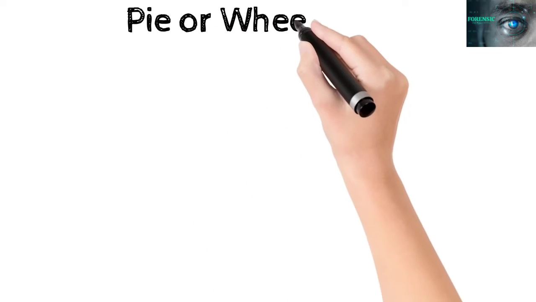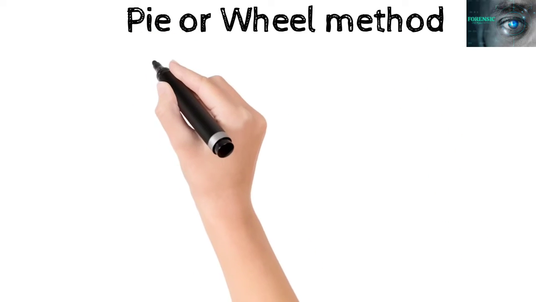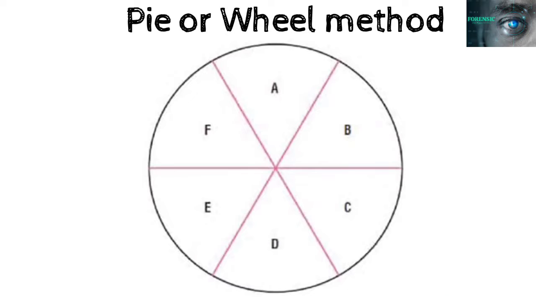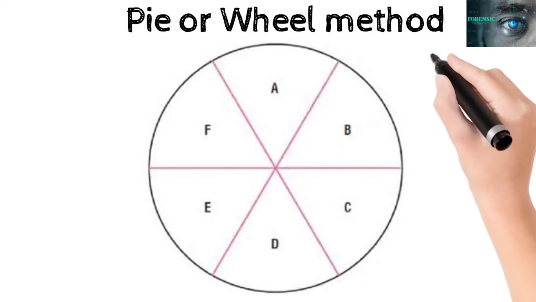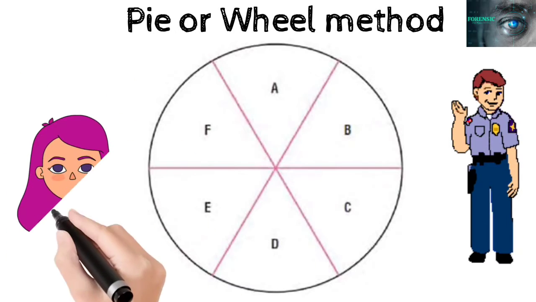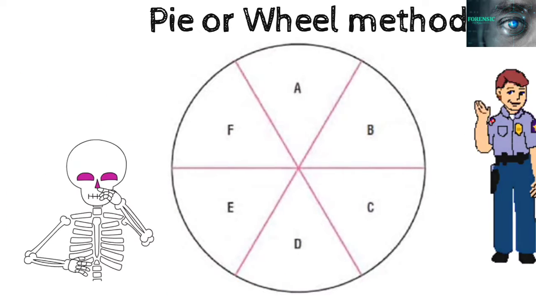Pie or wheel method. It is a search pattern in which the area is divided into pie slices or sections of a wheel, usually 6 in number. Crime scene searches start from a critical point, such as the body, and travel outwards along straight lines or rays.